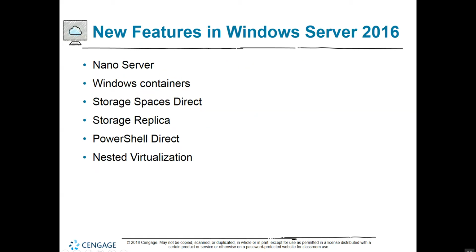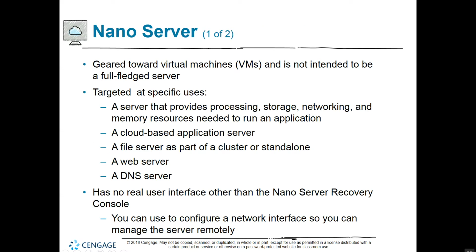New features in Windows Server 2016 include Nano Server. That's huge. Windows containers. They are far more efficient than anything we've dealt with up till now. Storage Spaces Direct, Storage Replica, PowerShell Direct, that's a new flavor of PowerShell, and nested virtualization. We can have virtual machines that exist on virtual machines. That's crazy, the extent that it's going.